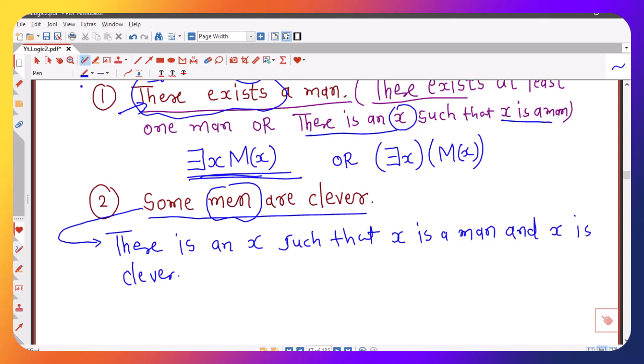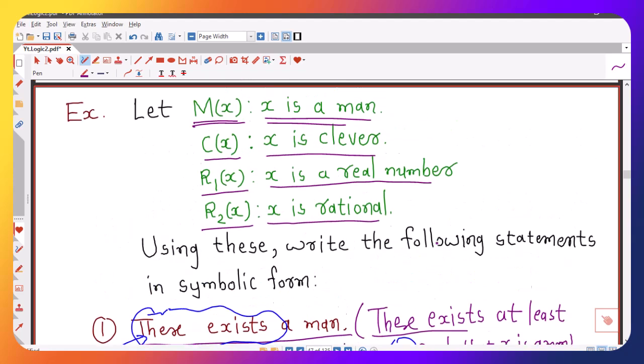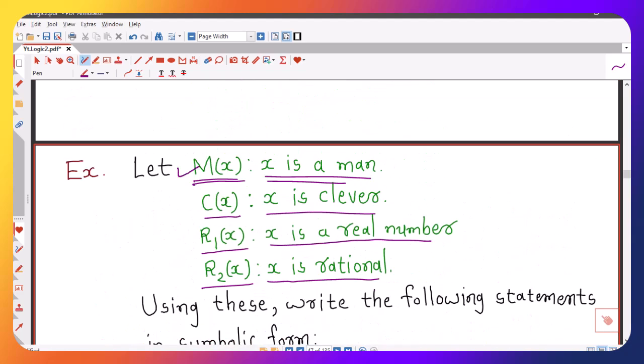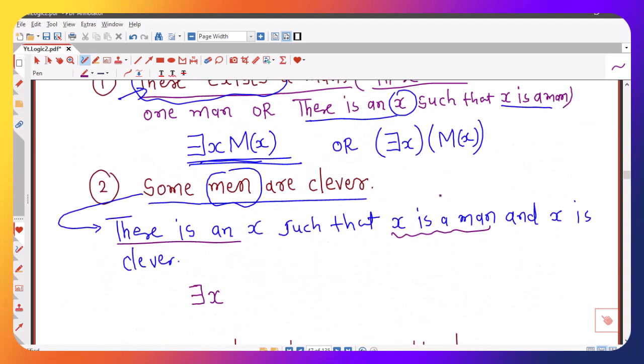So now if I want to write this in symbolic form, then for this I will write there exists x. Now here I have two statements, x is a man and x is clever. X is a man is denoted by M(x), x is clever is denoted by C(x). And here both the statements are true, that is, x is a man as well as x is clever.